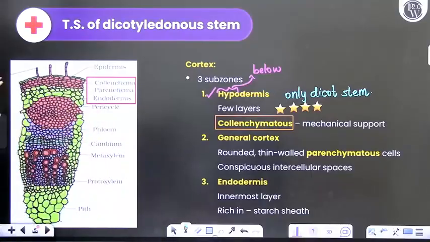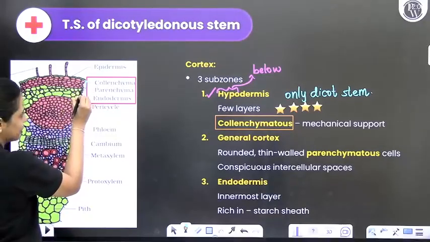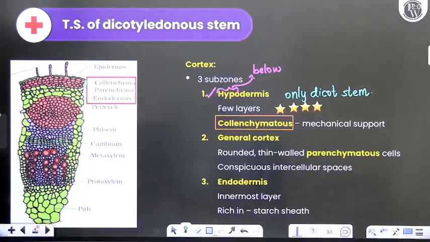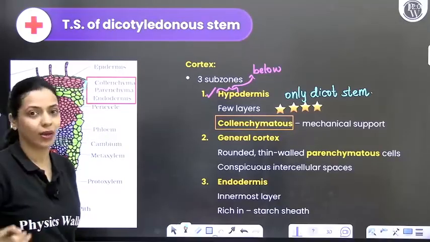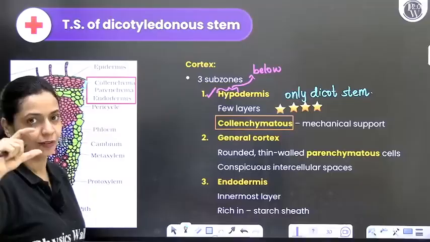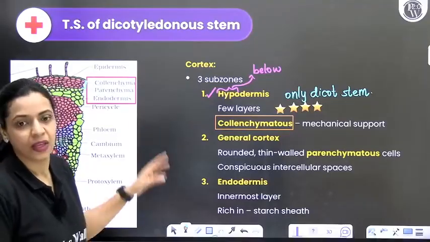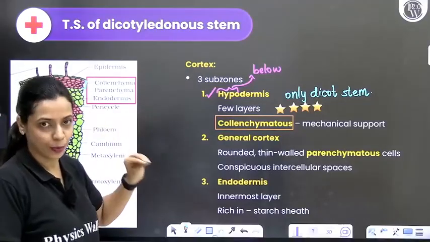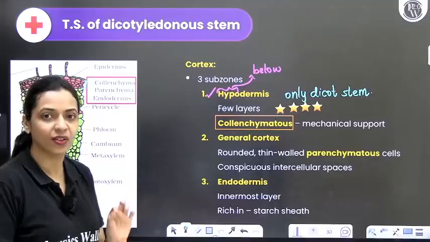So you can see epidermis is a single layer of parenchymatous barrel-shaped cells. Right below that you have hypodermis that is composed of collenchyma. You can see this red cell layer, this entirely is collenchyma. Obviously, there is more than one layer, so it's multiple layers, a few cell layers in thickness.